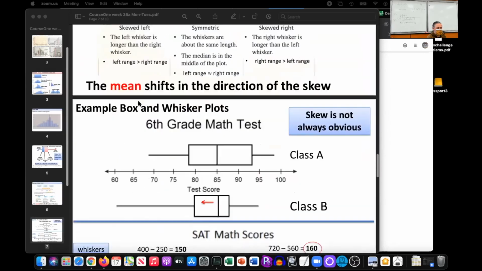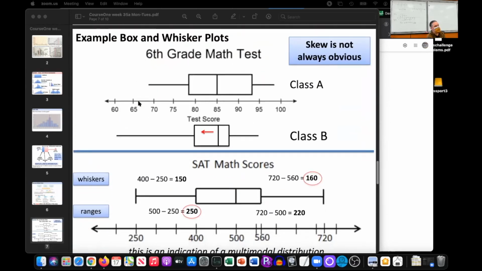Okay, so now if you look at these, the skew is not always obvious. For class A, it doesn't appear that there's any skew, but we do have a big left whisker, and the box on the right's a little bit bigger. It's not as obvious as it is for class B. Both left box and left whisker are much bigger.